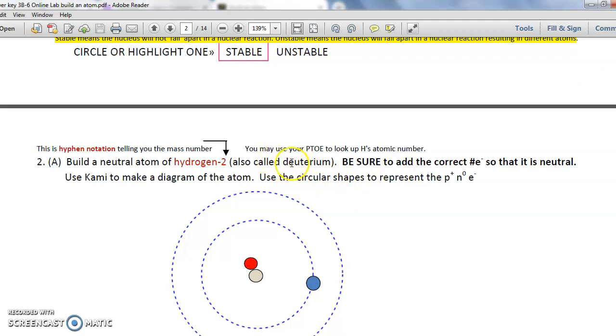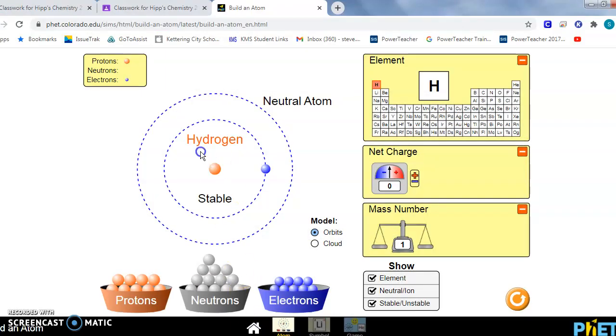So hydrogen 2 is often called deuterium. The mass number for hydrogen 2 is 2, so now there's 2 total particles in the nucleus. We cannot change the number of protons in the nucleus, though. The nucleus has protons and neutrons. We can't add a proton to bring our mass number to 2. If I do add a proton, the mass number does go up to 2. You can see it right here.